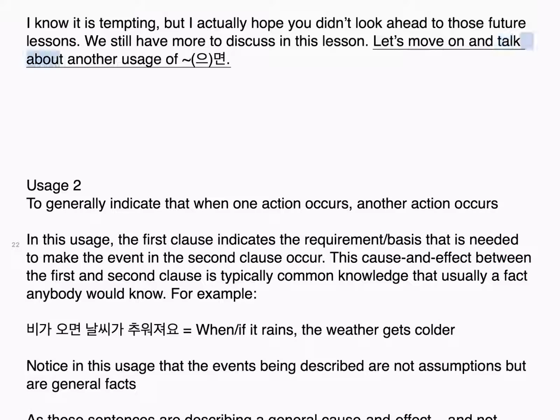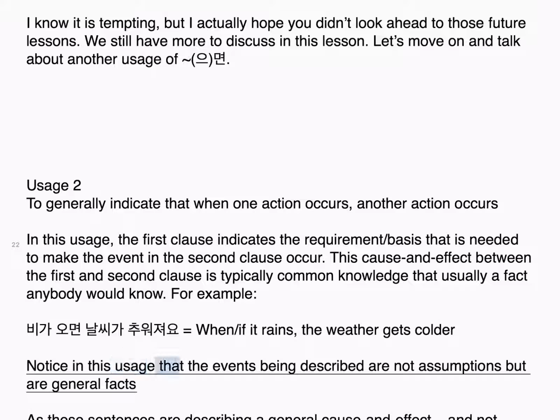Let's move on and talk about another usage of 면, usage 2, to generally indicate that when one action occurs, another action occurs. In this usage, the first clause indicates the requirement or basis that is needed to make the event in the second clause occur. This cause and effect between the first and second clause is typically common knowledge, usually a fact anybody would know. For example, 비가 오면 날씨가 추워져요. When, if it rains, the weather gets colder.